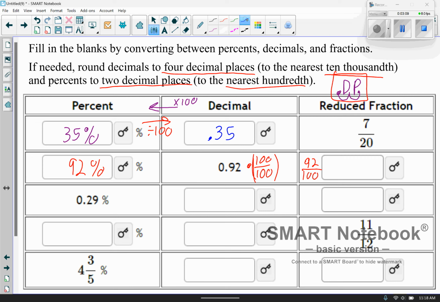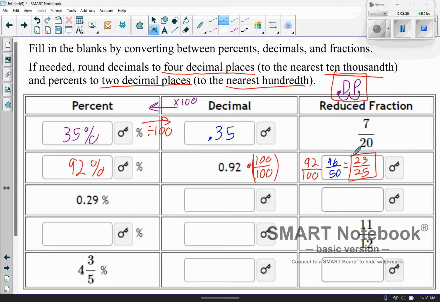But then I noticed that they're both even numbers. 92 and 100 are both even. So I'm going to start by cutting them in half. That would give me 46 over 50, which are still even. So I can cut them in half again. So let's do that. That'll give me 23 over 25. And now it's reduced.